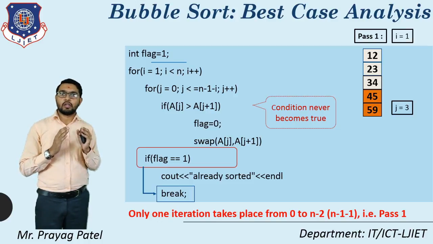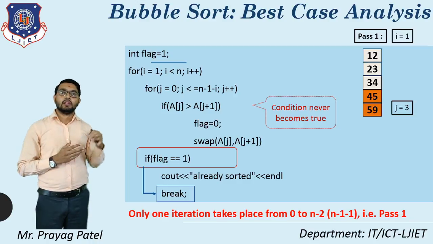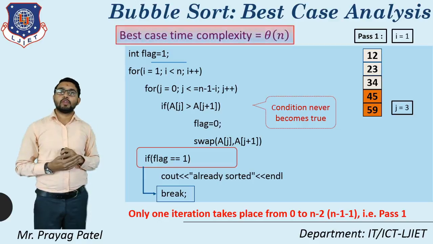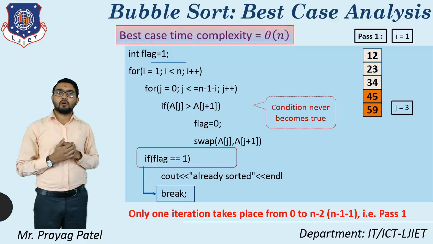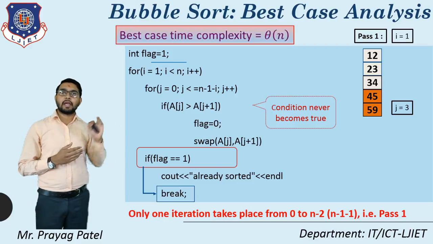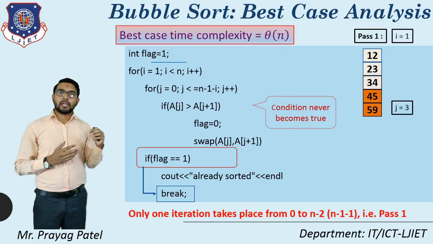So only one iteration takes place, from 0 to n minus 2, which means only pass 1 is executed. So the best case time complexity of the bubble sort algorithm is theta of n, because the loop is executed only one time.